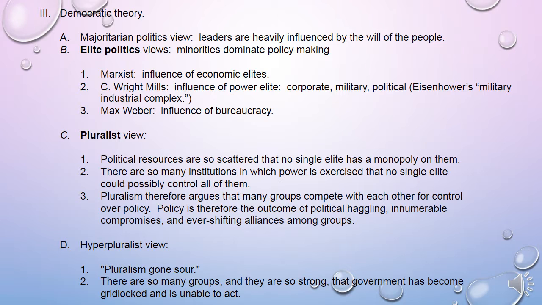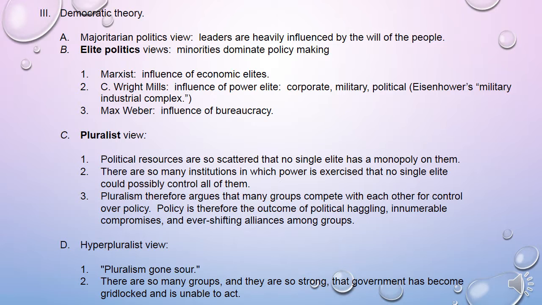All right. Pluralism therefore argues that many groups compete with each other for control over policy. Policy is therefore the outcome of political haggling, innumerable compromises, and ever-shifting alliances among groups. Kind of makes a little bit of sense, doesn't it?